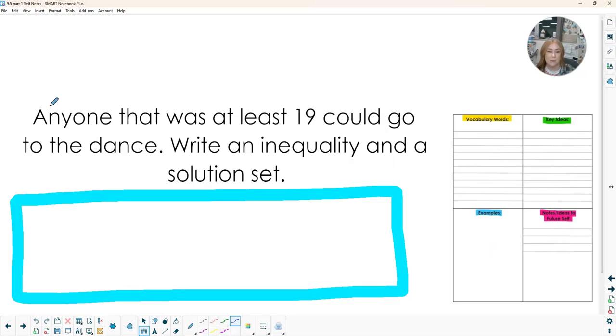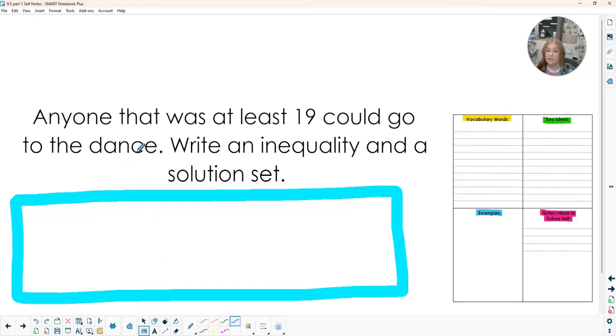So let's practice one here. Anyone that was at least 19 could go to the dance. Write an inequality and a solution set. So this is a little different than ones we've done. Usually we have two numbers and we're comparing them. All we have is 19. So we know there are lots of people that could go to this dance. So it doesn't say just 19-year-old students.